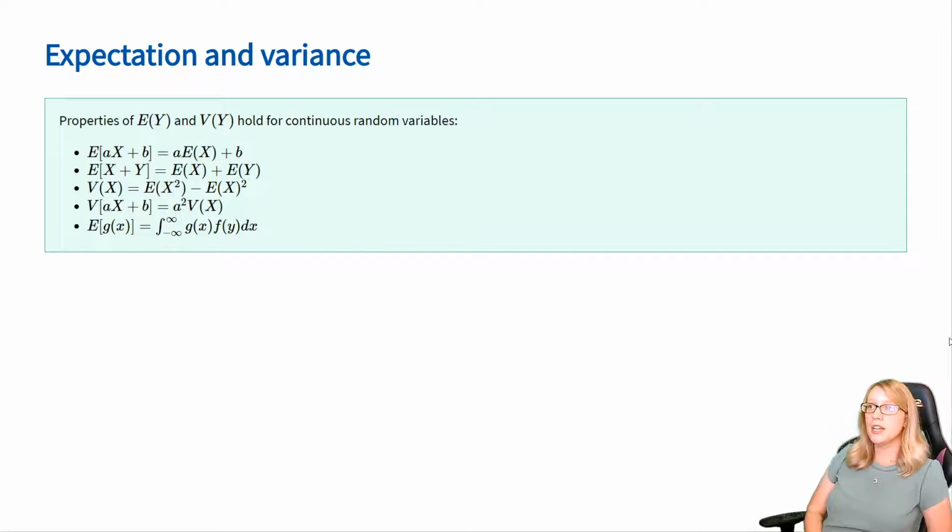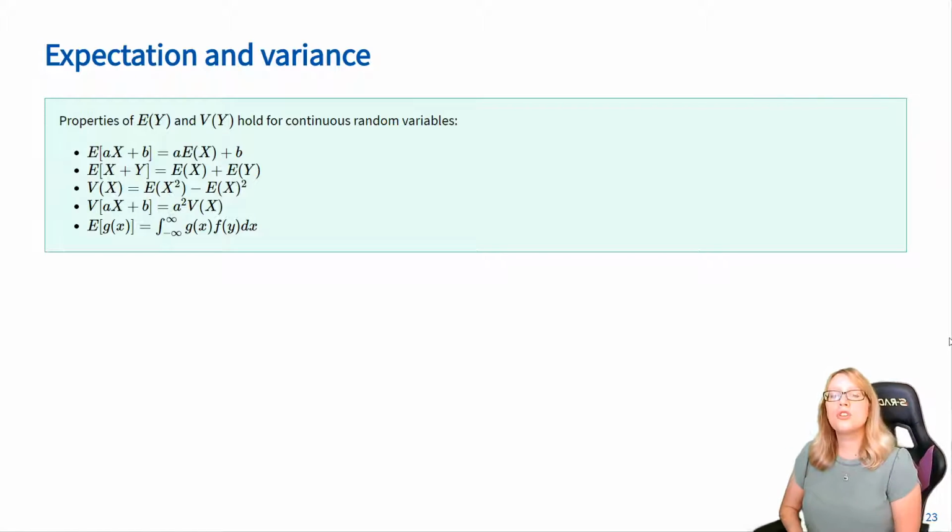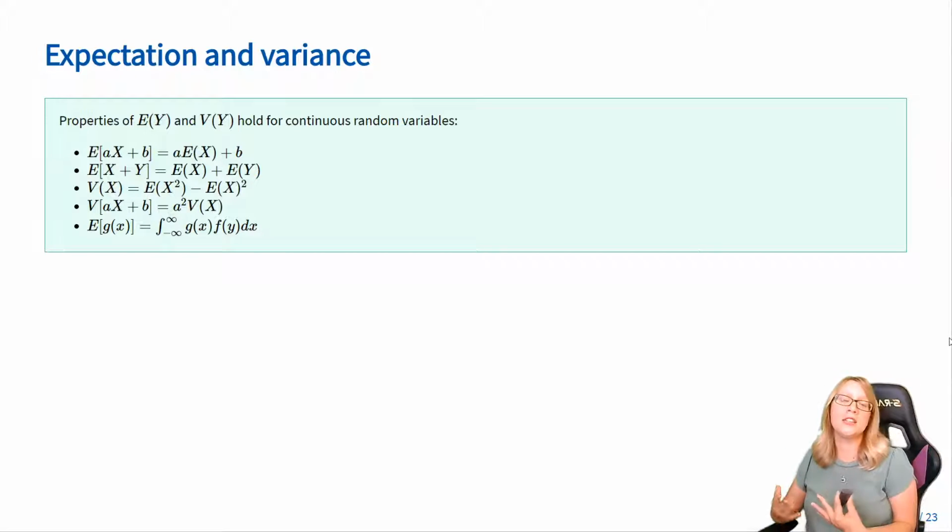Now here are some properties of the expected value and variance for continuous random variables. We can pull constants out like we did before, so the expected value of ax plus b is a times the expected value of x plus b. The expected value of x plus y is the expected value of x plus the expected value of y. The variance is the expected value of x squared minus the quantity expected value of x, squared. In order to pull a constant out of the variance, we need to square it. So the variance of ax plus b is a squared times the variance of x.